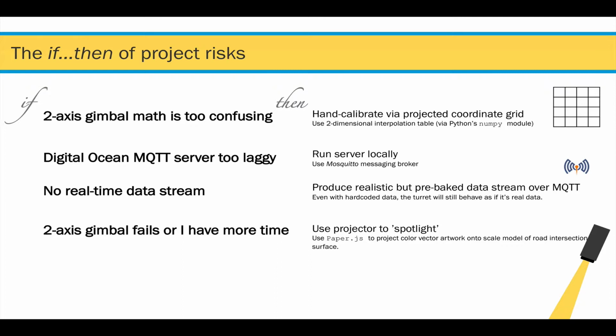There's some risk associated with getting real-time data from upstream parts of the system that a colleague is working on. So if I can't get that real-time data, I'm going to have to get some hard-coded pre-baked data. A fourth risk is if I run into difficulties getting the 2-axis servo system to work properly, or if I get it to work really quickly, then what I want to do either way is to build a projector system that will be able to display animated vector graphics projected onto a mock-up of a city intersection. I intend to use the paper.js framework to do this.